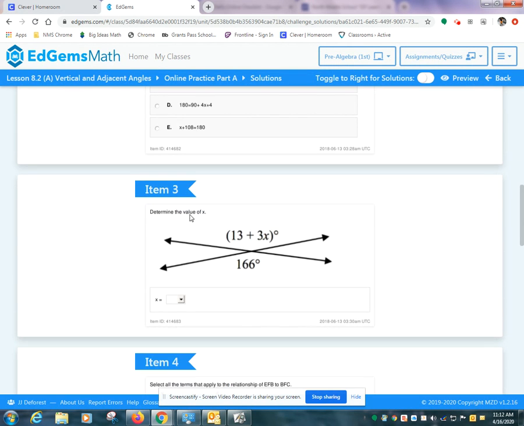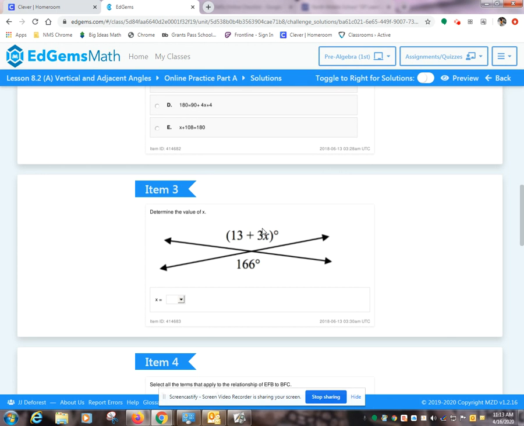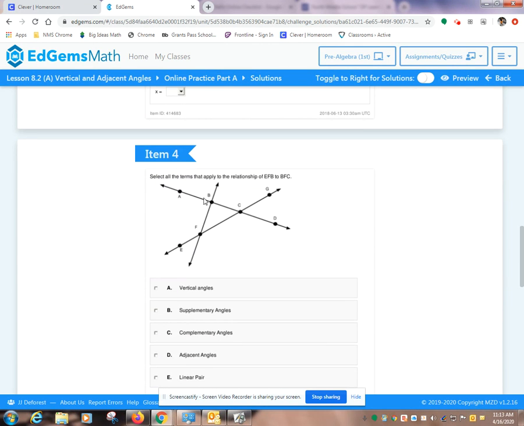Number three, determine the value of x. Well, here's those two lines crossing again, which means those angles formed that are opposite each other are identical, or fancy word congruent or equal. So is this small acute angle right here and this acute angle right there. They're also congruent. So we can say that these two are equal. So we can say that 13 plus 3x degrees is equal to 166 degrees. But let's just get x by itself by using our inverse operations. Hope you did that.